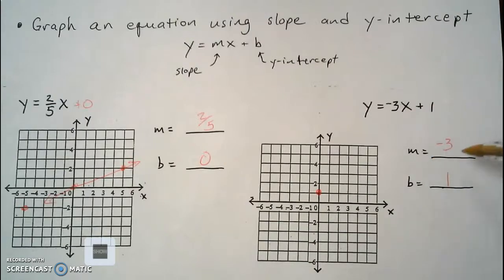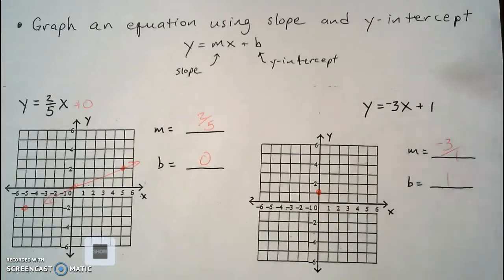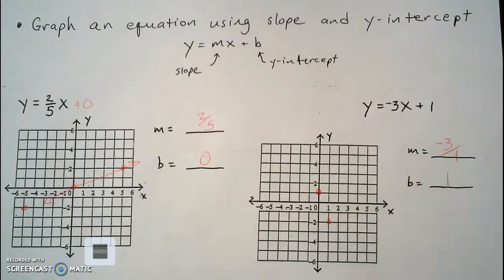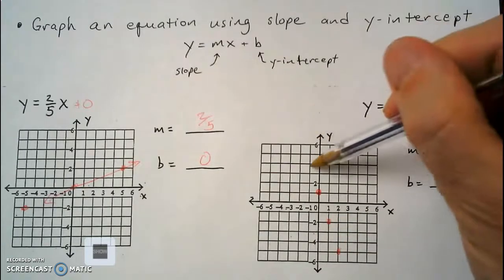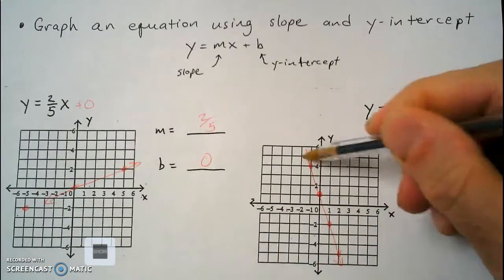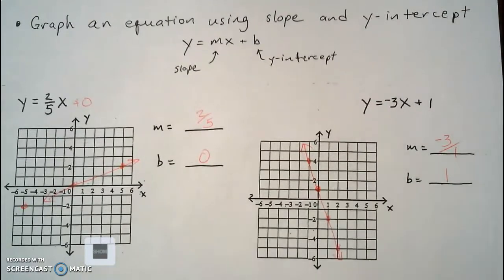Now, slope has to be a fraction. We need a rise and a run. If it's a whole number, just put it over 1. Now, since this is negative, it will actually fall 3, run 1. So it'll go down 3 over 1. And again, you can continue on if you like to. You can even go up the other way. But really, 2 points is all you need to do that. So that was the last assignment. If you're having trouble with that, let me know.